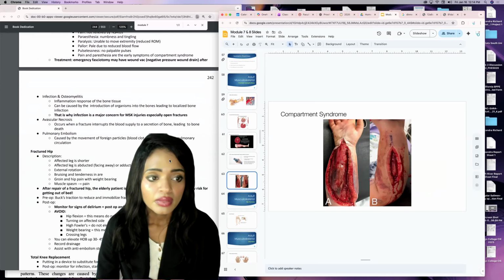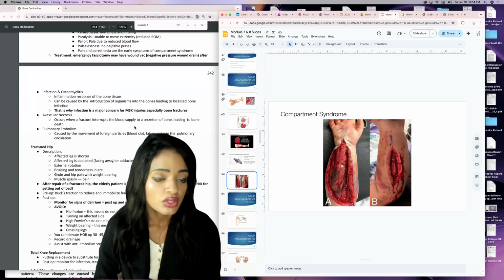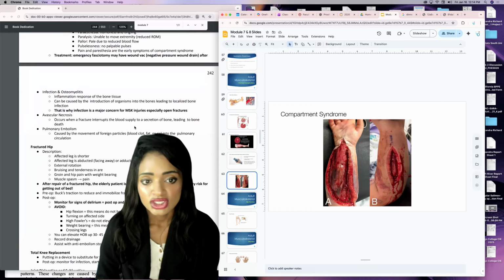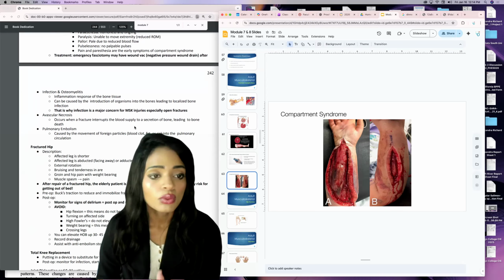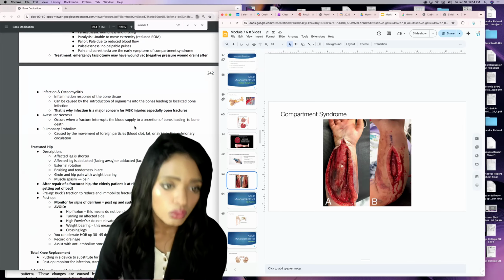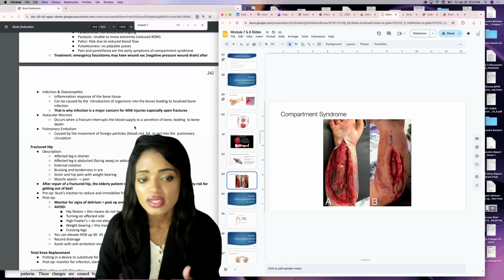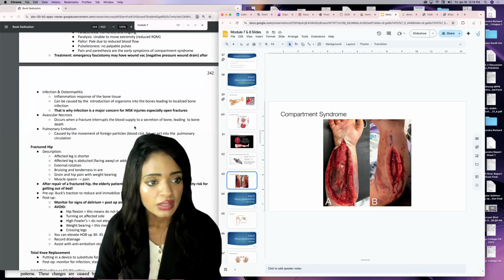All right, other complications of fractures: infection and osteomyelitis. So that's why we want to prevent infection. So infection control is a number one or one of the major goals in caring for patients with musculoskeletal injuries. Definitely we want them to be safe and comfortable, and we want to prevent infection.